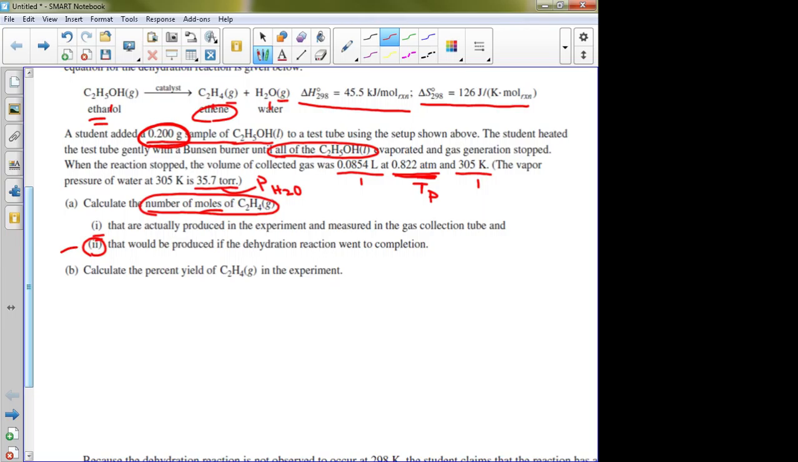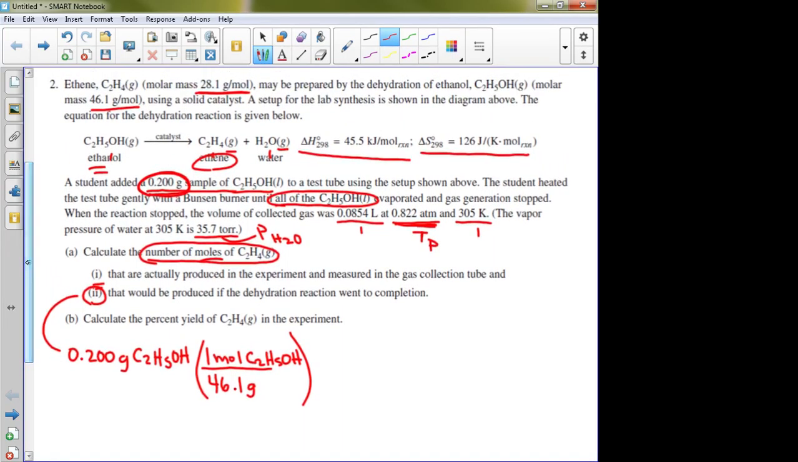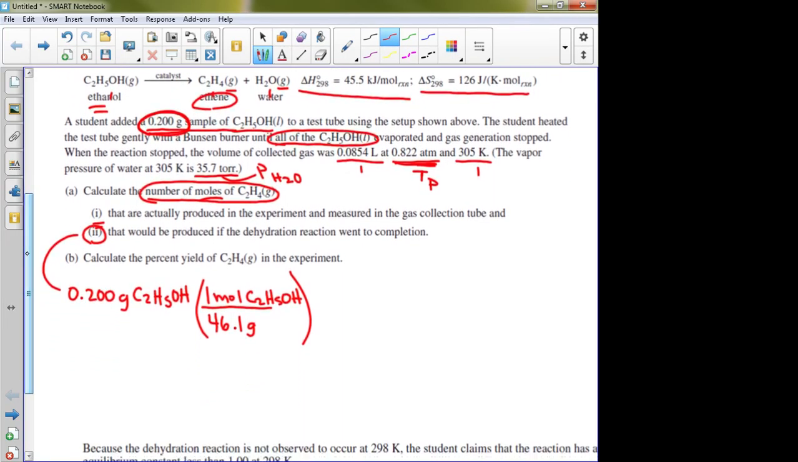Moles. So I would say 0.200 grams of C2H5OH, and then 1 mole of C2H5OH. How do I figure out how many grams? I use the periodic table, correct? Oh, it did give it to us, didn't it? Yep. It gave it to us. 46.1.